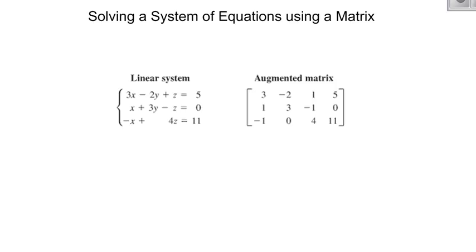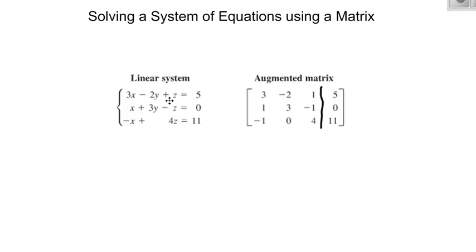You can use matrices to solve a system of equations as well. So if we have a 3 equation system here with 3 variables, you can write it as an augmented matrix. So an augmented matrix just takes the coefficients.